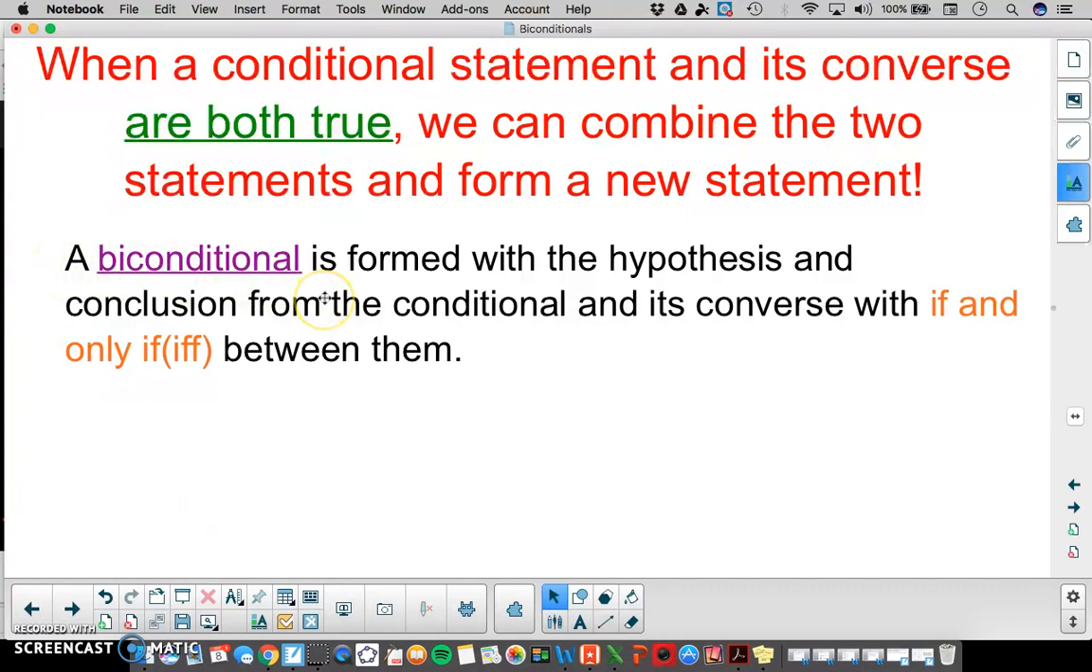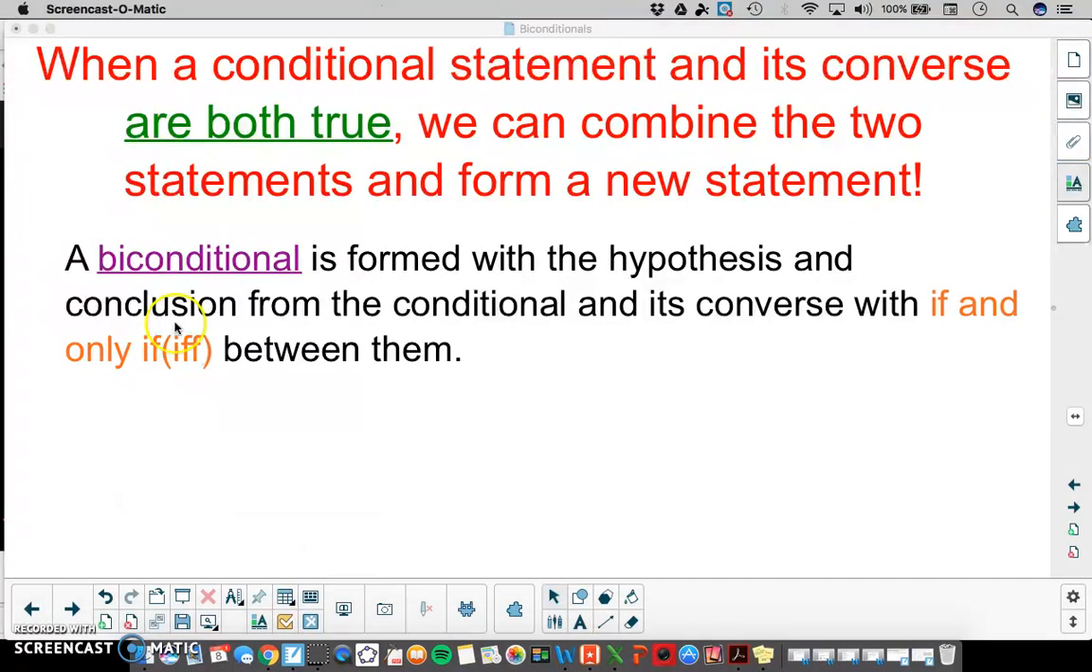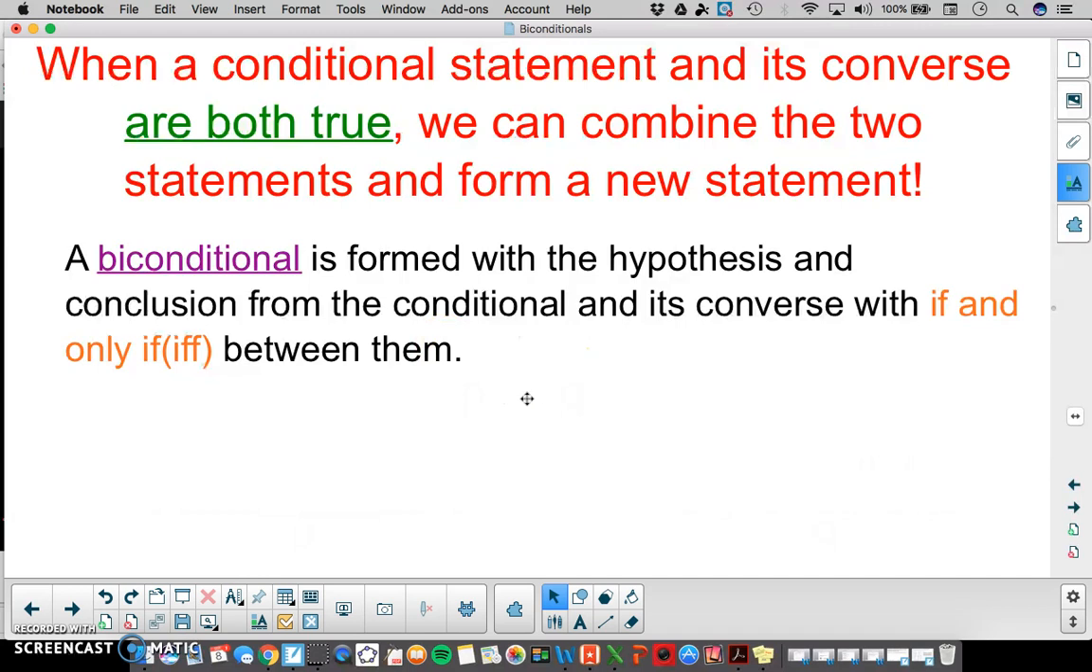A biconditional statement is formed with a hypothesis and conclusion from the conditional and its converse, with if and only if between them. This IFF here is a shortened form of the phrase if and only if. So you might see me write the IFF, and that means that we're using the biconditional notation. A way to write that using our symbols is to use that double-sided arrow to mean P if and only if Q. So it means P implies Q and Q implies P, just as if we were writing that conditional and converse in one statement.